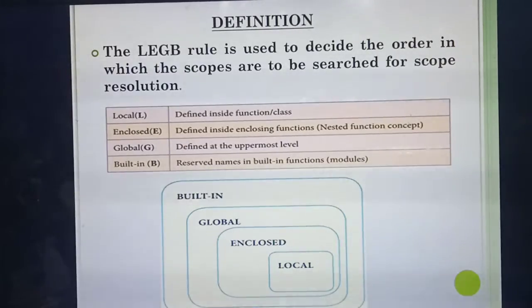First you will define one function. Inside the function you are going to define another function. That is called enclosed. Understood what I mean by enclosed? Defined inside, enclosing. That is one function inside another function. Understood. Next one is global.